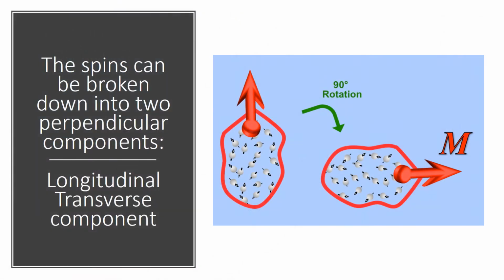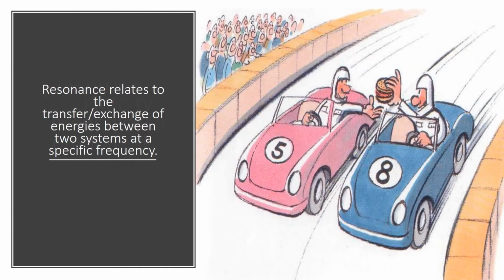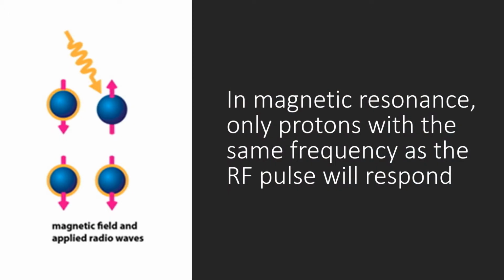The spins can be broken down into two perpendicular components, a longitudinal and a transverse component. Resonance relates to the transfer or exchange of energies between two systems at a specific frequency. In magnetic resonance, only protons with the same frequency as the RF pulse will respond.